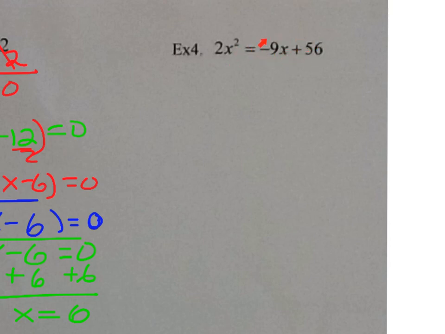So I'm going to move all this stuff on the right over to the left. I don't want to move this to the right because then I'm going to have a negative x squared, and I don't want you guys factoring things with negative x squareds. So I'm going to move everything that's on the right side to the positive x squared side.